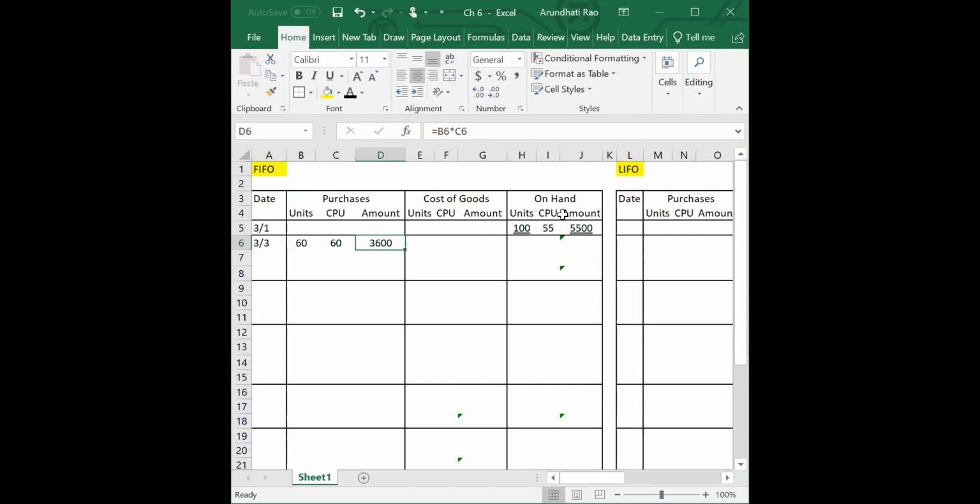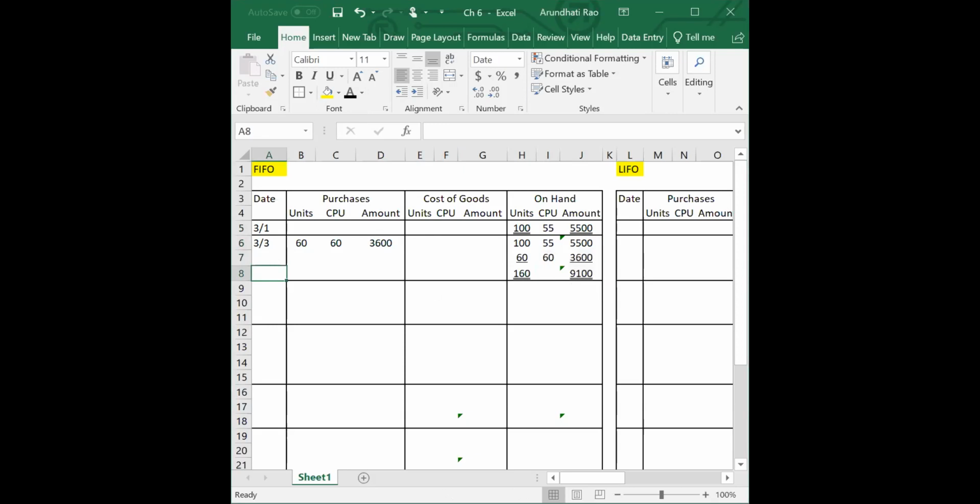What it does affect is units on hand. How many units do I have on hand? I have 100 plus the 60. But I'm going to maintain the details because I need the details. So I have a total of 160 units. And how much did I pay for this? So I can just copy information over, and what you will see is I have a total of 160 units for which I paid a total of $9,100. That's a 55 plus a 36 gives me $9,100.